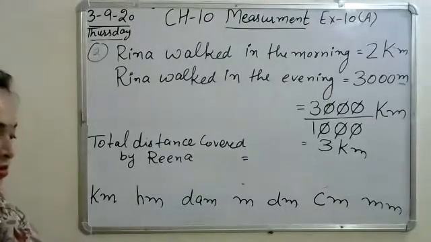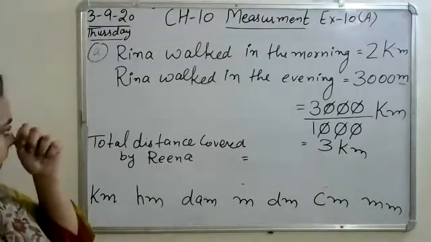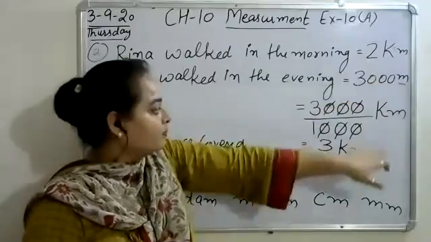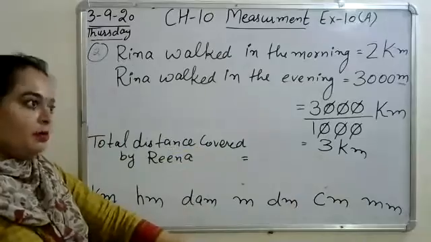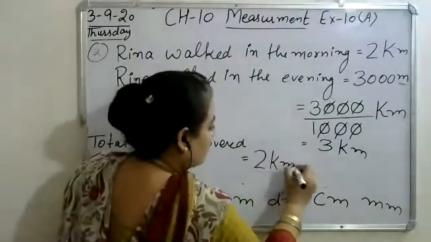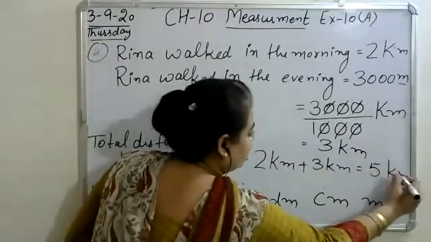Yes, Ashpreet? 3 plus 2 kilometer and distance. 2 kilometer, 3 kilometer. Yes, plus. So 2 kilometer plus 3 kilometer. So here you will write 5 kilometer.